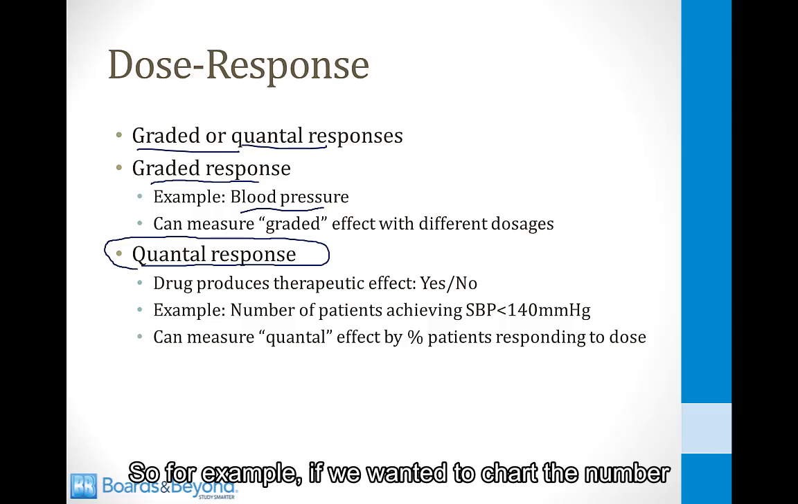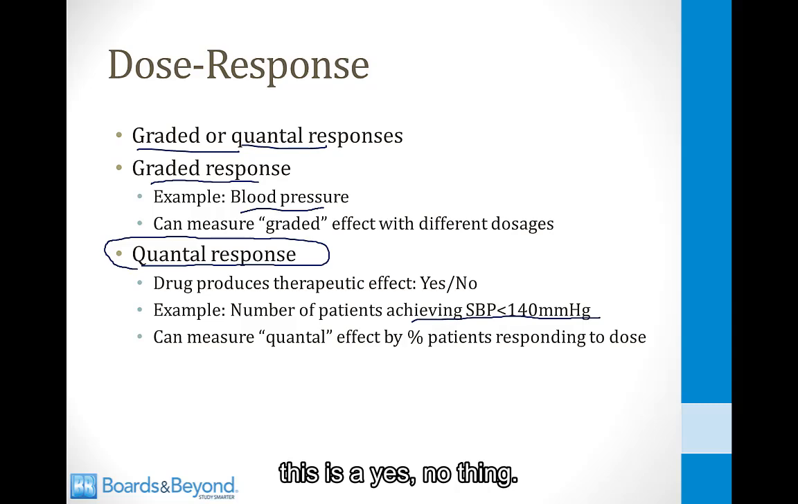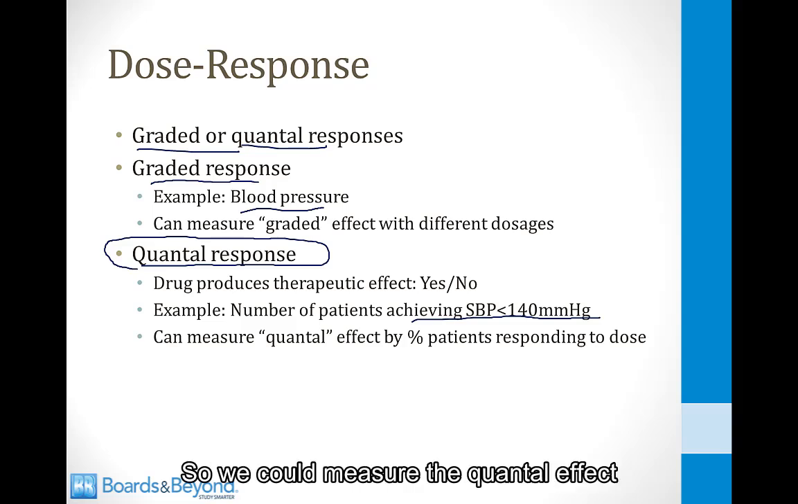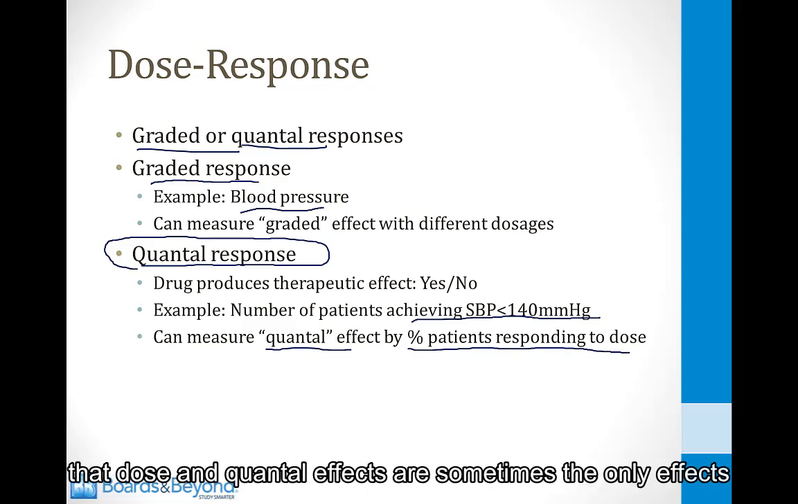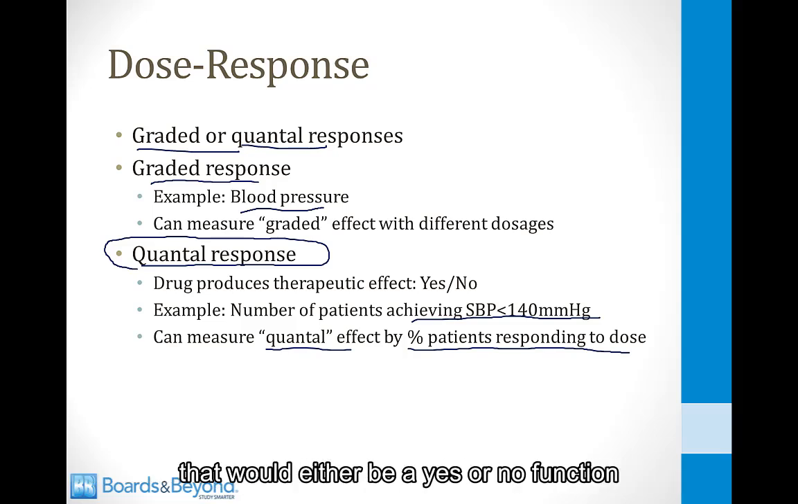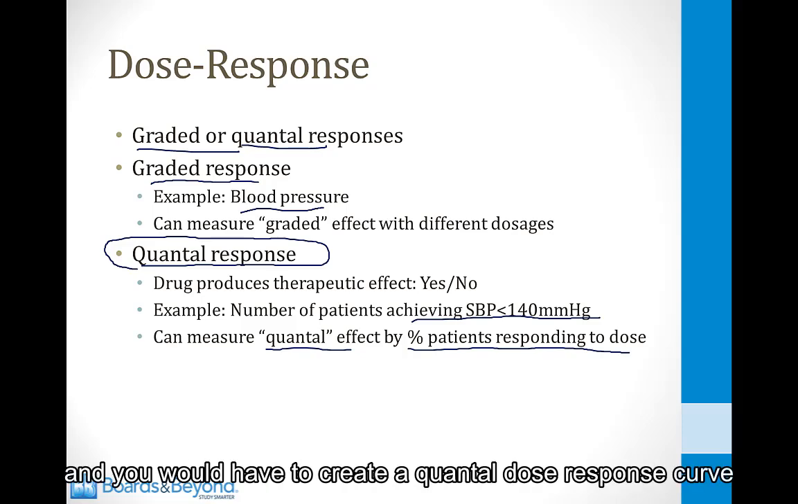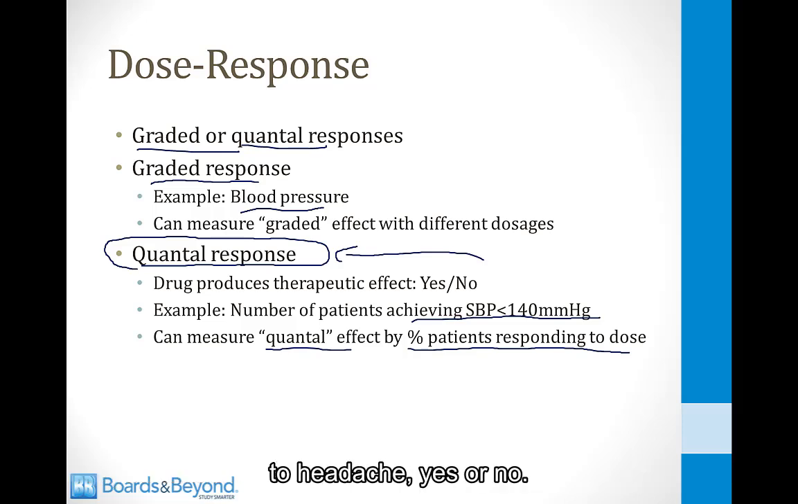So for example, if we wanted to chart the number of patients achieving a blood pressure under 140, this is a yes-no thing. You either are or are not under 140. So we could measure the quantal effect of the drug by charting the percent of patients who achieve that dose. And quantal effects are sometimes the only effects you can monitor for certain drugs. For example, if the drug eliminated headache, that would either be a yes or no function, and you would have to create a quantal dose response curve because there is no number you can apply to headache, yes or no.